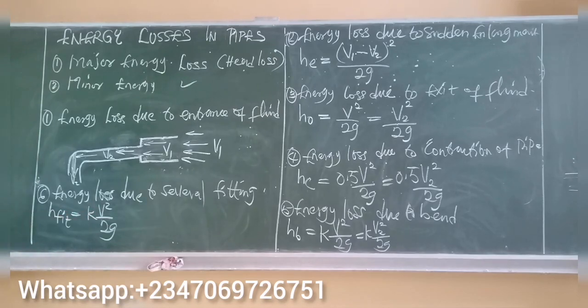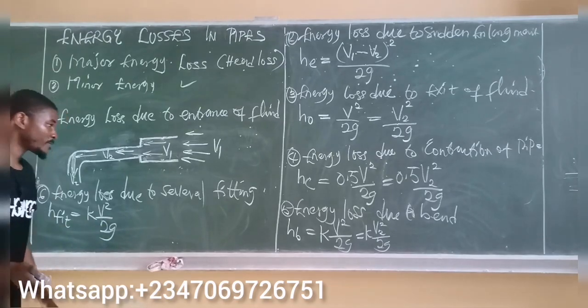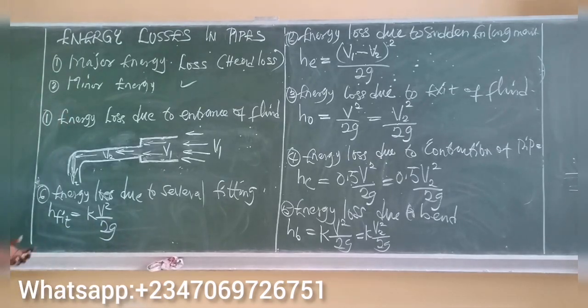V depends on the particular velocity at the point of the fit. If it is V1, then it becomes V1 squared all over 2g times K. If it is V2, depending on the speed of flow at the point of the fit, we can use this particular formula to calculate the energy loss due to several pipe fitting. K, of course, is called the coefficient of fit. It depends on the type of pipe fitting which is involved.